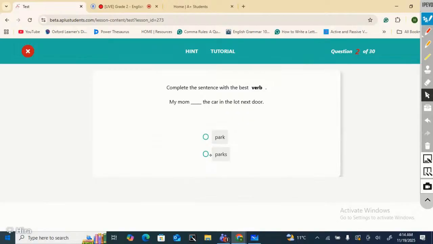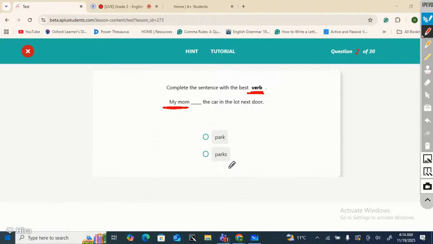Okay, let's complete the sentence with the best verb. Now, this one requires the best verb. Again, it depends on the subject or verb. This time, the verb is missing. We'll look at the subject. My mom blank the car in the lot next door.